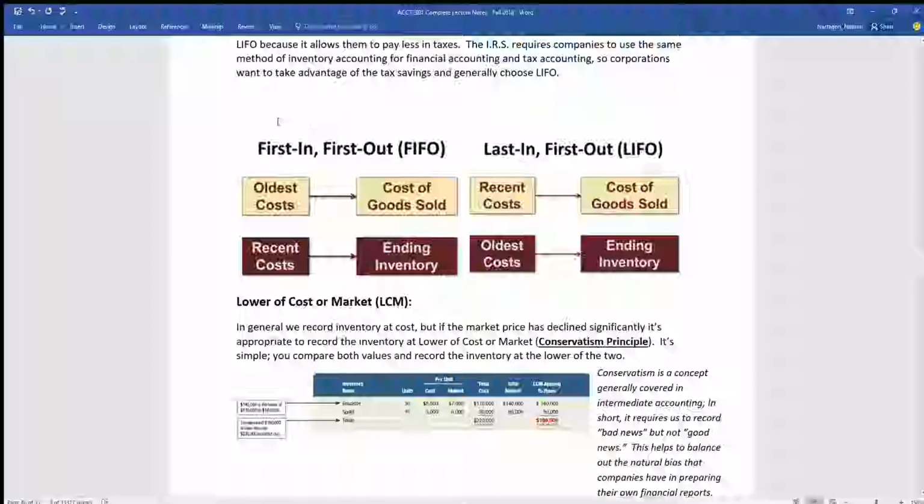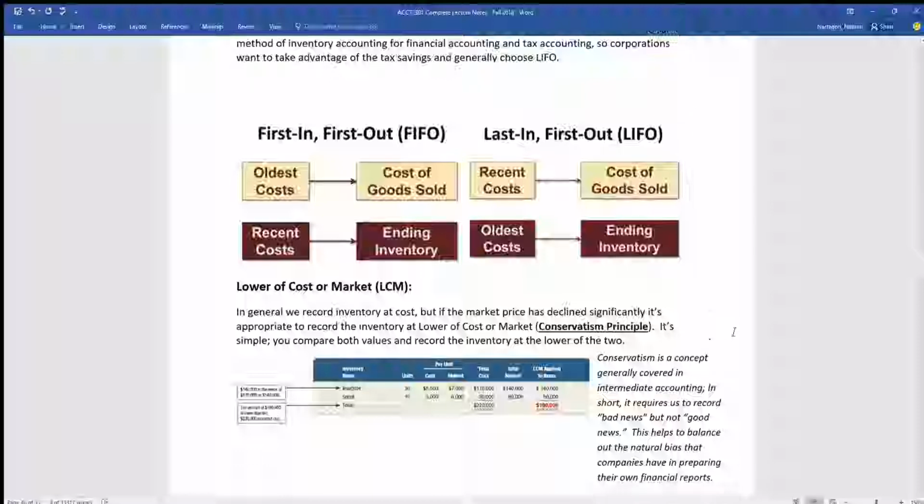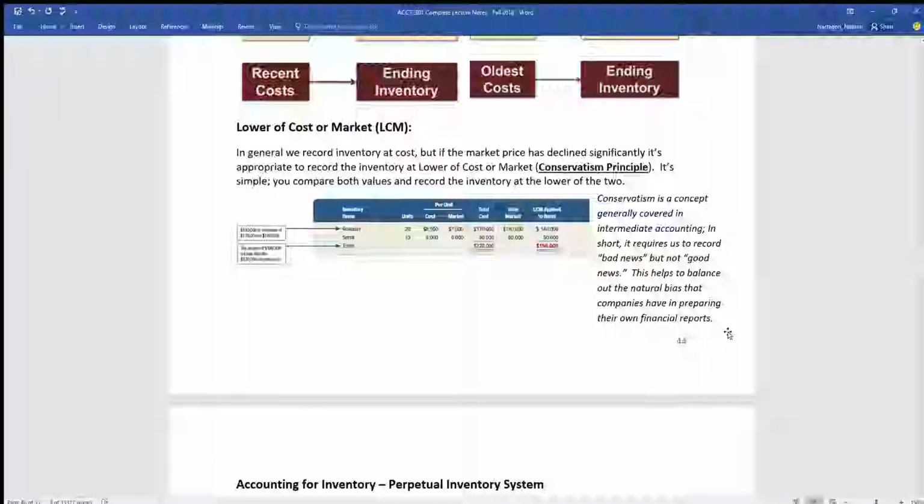So again, another good graphic here. Basically tells you what happens to the oldest costs and the recent costs. Again, we'll get into more of that. Now, lower of cost or market, LCM. So usually we generate inventory, we record it at cost. Sometimes that's not always the case. Now here, we're going to do a brief overview, and in intermediate accounting you actually get this a little bit more. Here it's just knowing what it is and the basically conservatism principle.